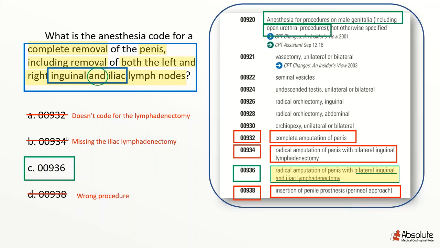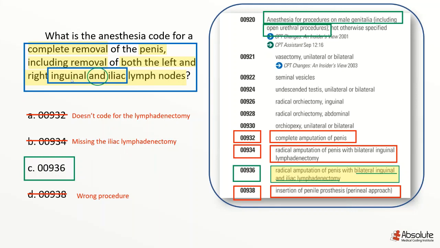I was bringing to your attention that yes, this is a code family, and if you notice these last 4 digits here, 2468, that is letting you know that these are in order or very close together. Once you get to this parent code, you are just ticking the boxes to find exactly what matches what you are seeing in this scenario. So no, this one didn't code for the lymphadenectomy. It's okay, but not specific enough. This one was coding for one of the lymphadenectomies, but it was missing the iliac removal.